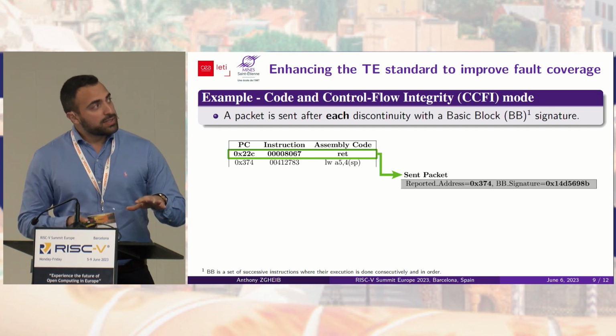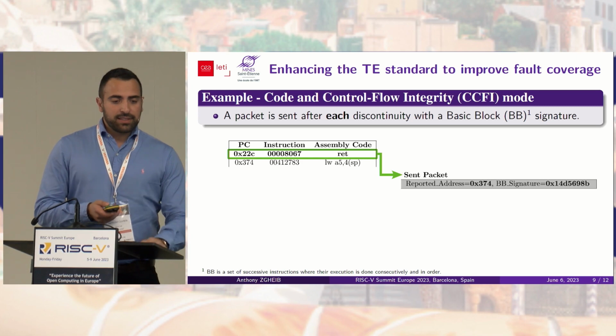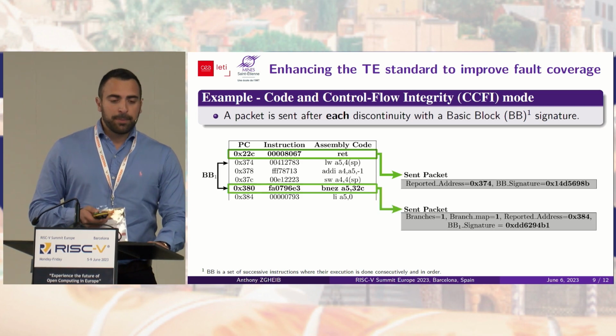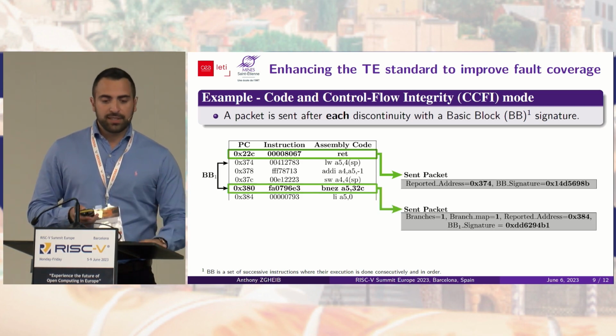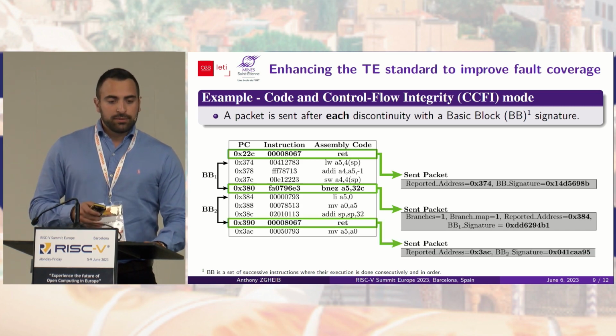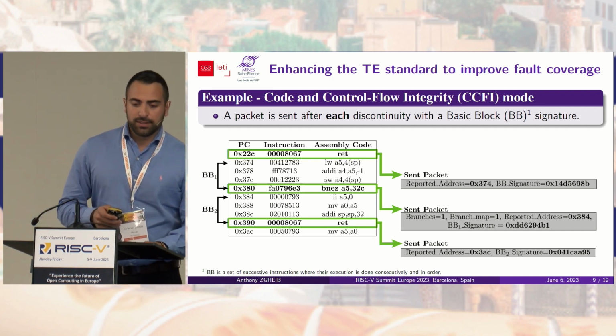So I took the examples that we showed in the previous slide. At the address 22C, in addition to the destination address, there will be a signature of the basic block just executed. And we can see that at the branch instructions, there will also be a packet sent containing the signature of the basic block 1. And the same thing for the return instruction at the address 390.